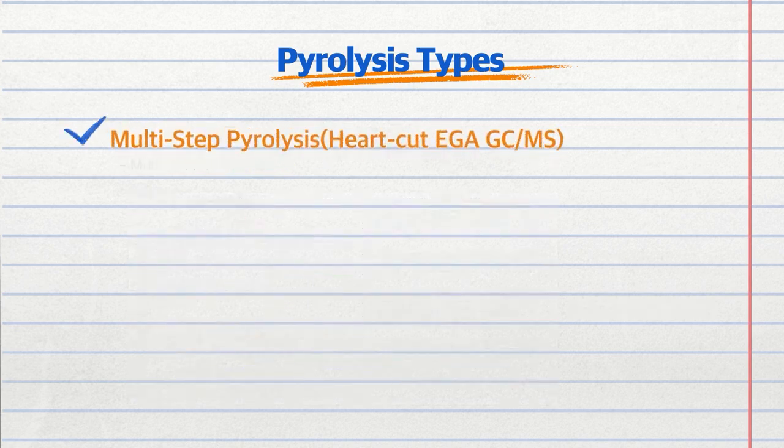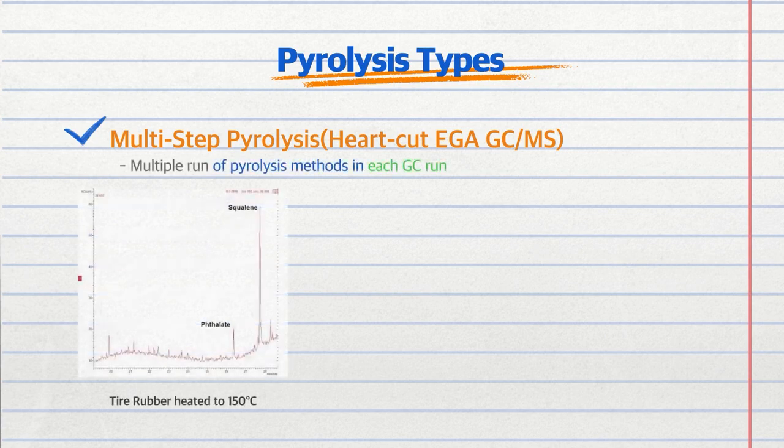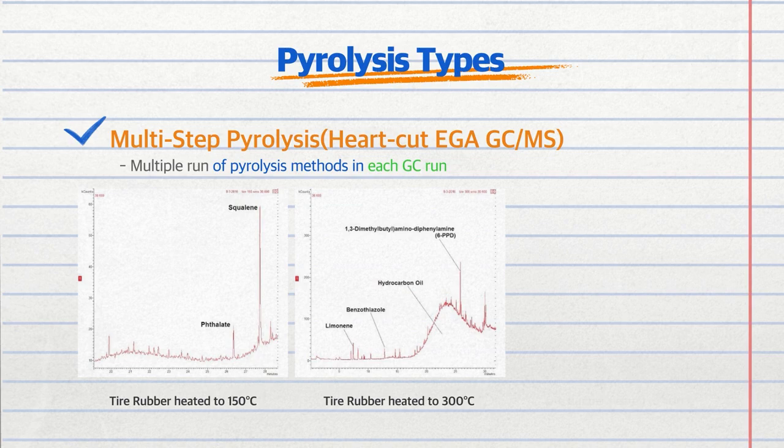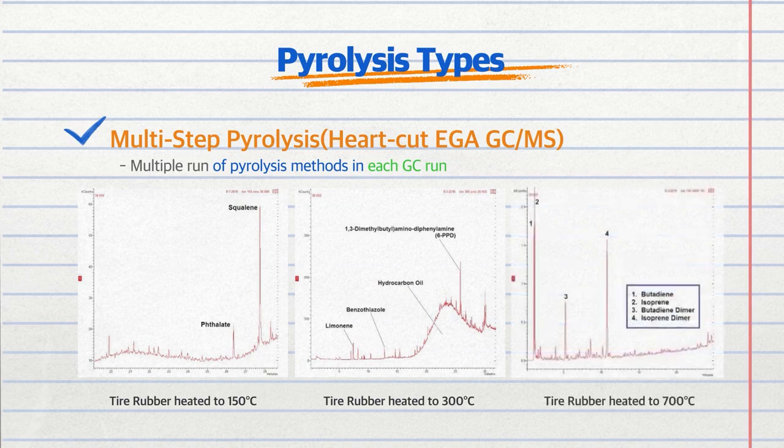Multi-step pyrolysis runs pyrolysis methods on a sample more than twice by applying an individual temperature setting for each pyrolysis in each GC run. The EGA method is applied to determine the elution temperature. After specifying each temperature zone, flash pyrolysis is individually applied at a specific set temperature in each GC run.